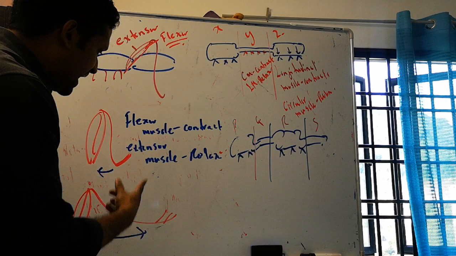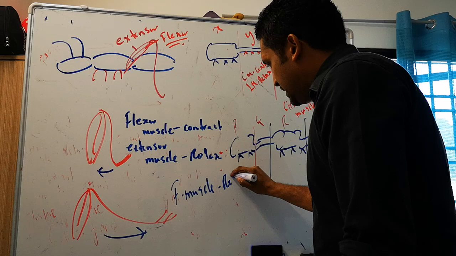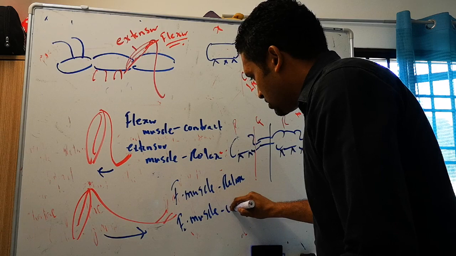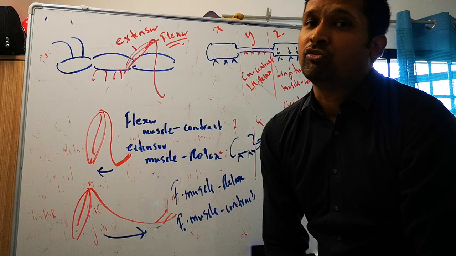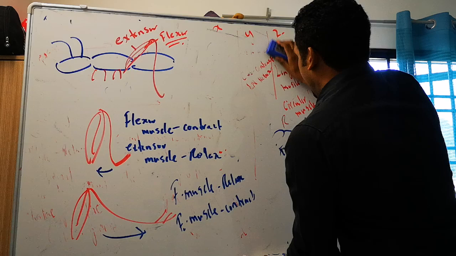flexor muscle relax, extensor muscle contract. So extend the legs and the grasshopper is propelled forward. Okay, can I? Easy part, straightforward, no big deal, direct. The only thing they can ask is this extensor flexor muscles there.